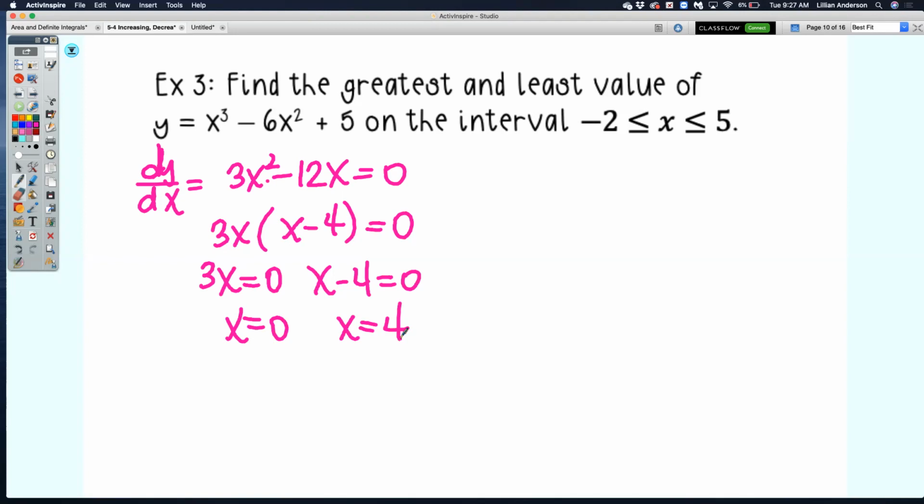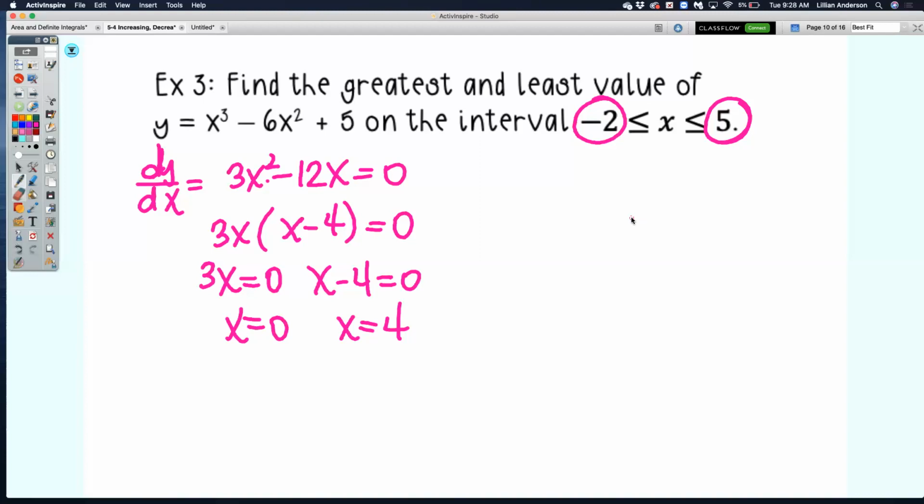However, I have endpoints here. I have -2 and I have a +5. So it's very possible that my largest y value or my smallest y value could occur at the endpoints. So when we plug in our critical points, the 0 and the 4, into the original to find their corresponding y value, I also need to plug in my endpoints as well.